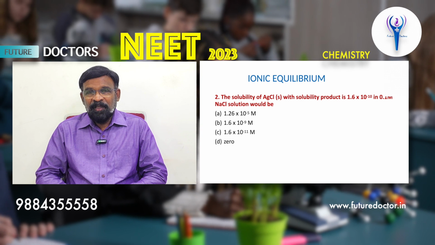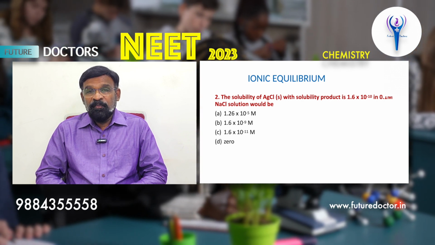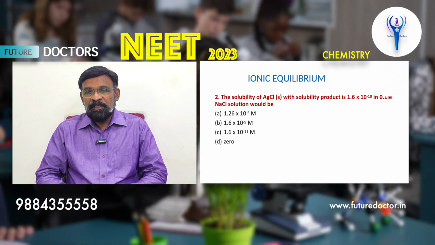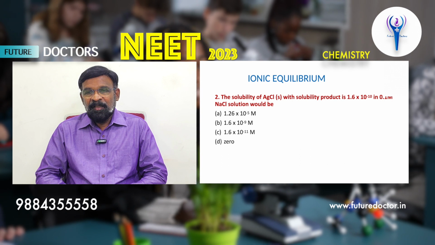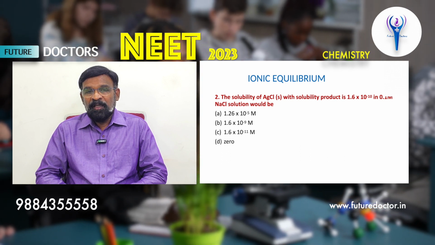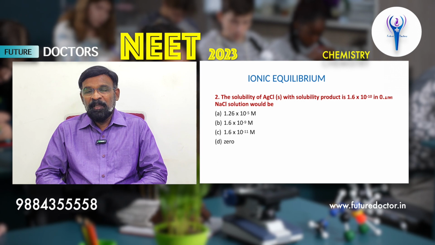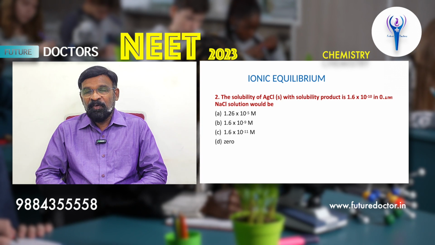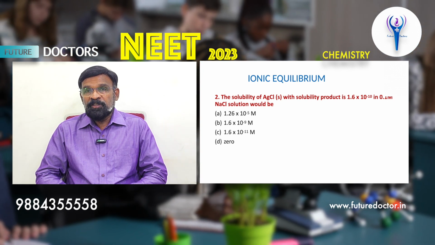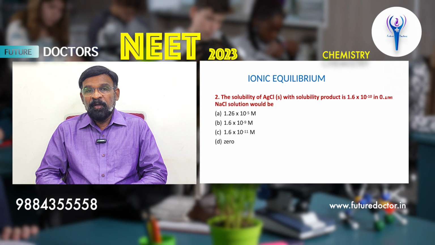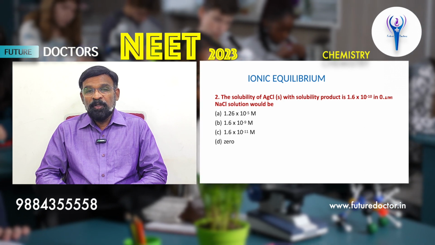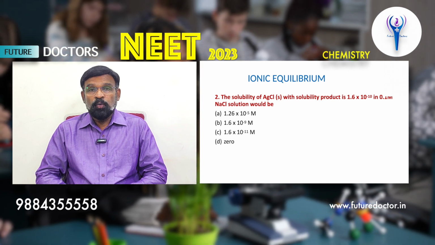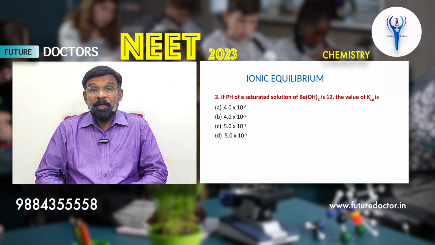Ionic equilibrium, NEET chemistry. The solubility of AgCl with solubility product 1.6 into 10 to the power of minus 10 in 0.1 M NaCl solution would be: A, 1.26 into 10 to the power of minus 5 M; B, 1.6 into 10 to the power of minus 9; C, 1.6 into 10 to the power of minus 11 M; option D, 0. Moving on to the third question, ionic equilibrium.